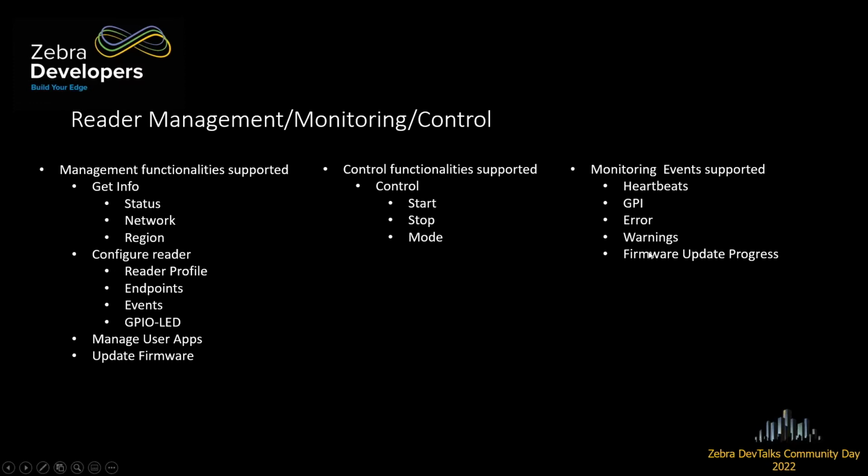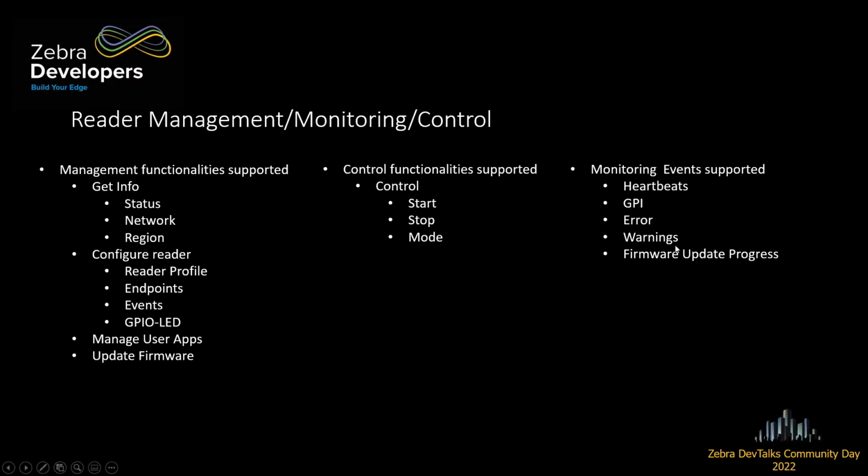Typically, what would happen is, for example, when you want to install a certain user app on the reader, the mechanism that is supported today for user app installation is that when you send a command to the reader to install a user app, the user app itself must be hosted on an HTTPS server, and the reader will pull the user app and then install it. But in case something goes wrong with the user app installation, you will get back an error event on the management channel indicating that this failed or something went wrong.